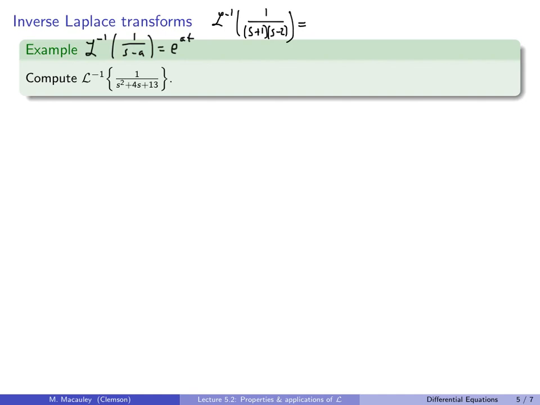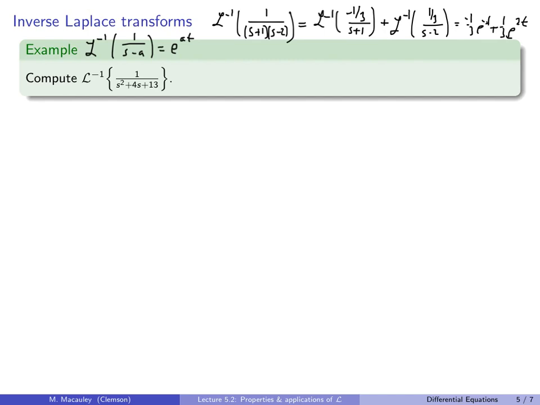Then we can write this as the inverse Laplace transform of, so we took this fraction and wrote it as a sum of two fractions, negative 1/3 over s plus 1, plus the inverse Laplace transform of positive 1/3 over s minus 2. And then from here, I think we got negative 1/3 e to the minus t plus positive 1/3 e to the 2t.